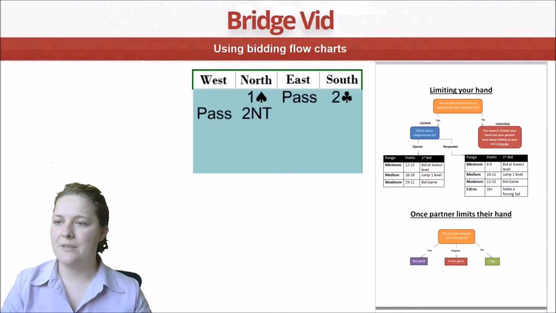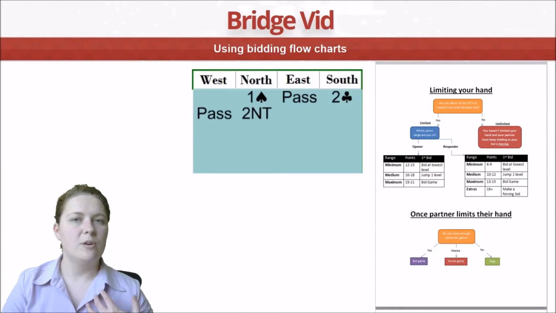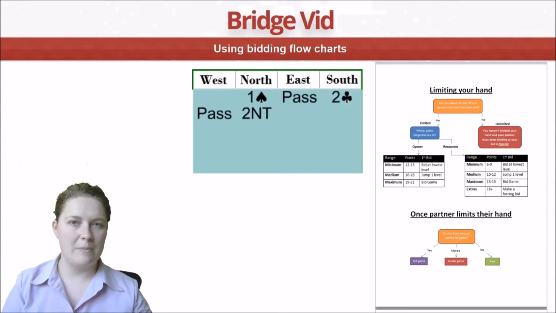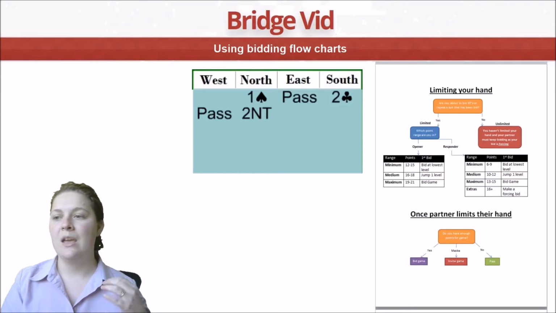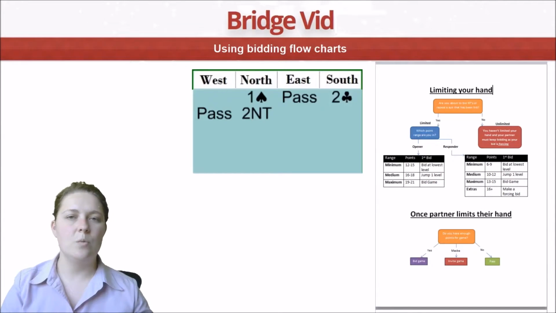So what happens is that there's 3 ways we can limit our hand. The first one is that anytime we bid no trumps, we have to tell our partner our points. The second one is anytime we rebid a suit we've already bid, we have to tell partner our points. And the last one is going to be anytime we raise our partner. In all 3 of these situations, we're going to have to tell partner our points.